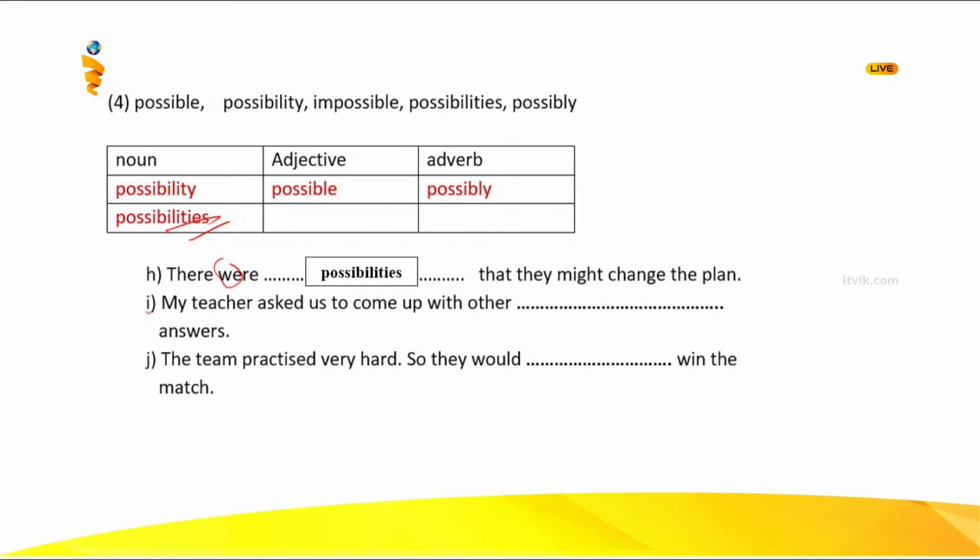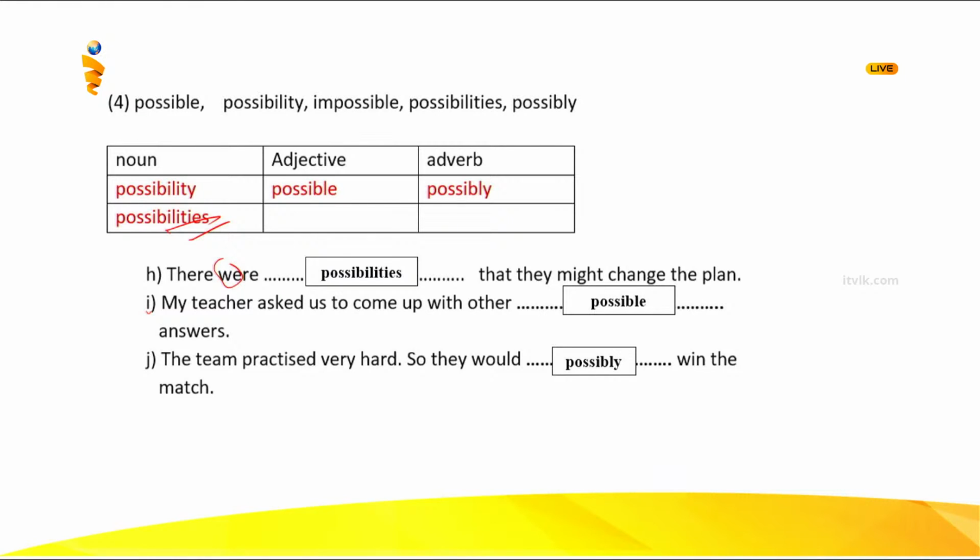The next one. The teacher asked us to come up with other blank answers. So, here we have to write an adjective. What type of answers? Possible answers. The next one. The team practiced very hard, so they blank win the match. What can be the answer there? The team practiced very hard, so they possibly win the match.